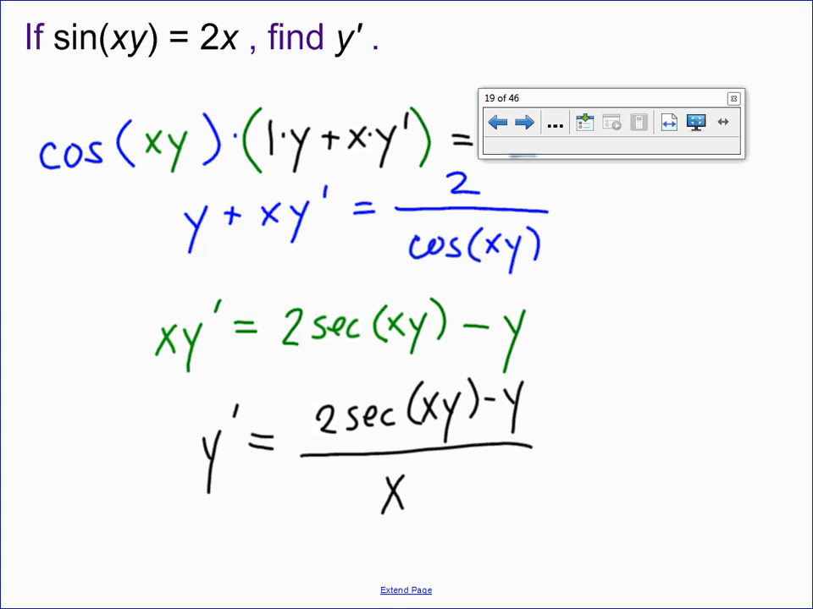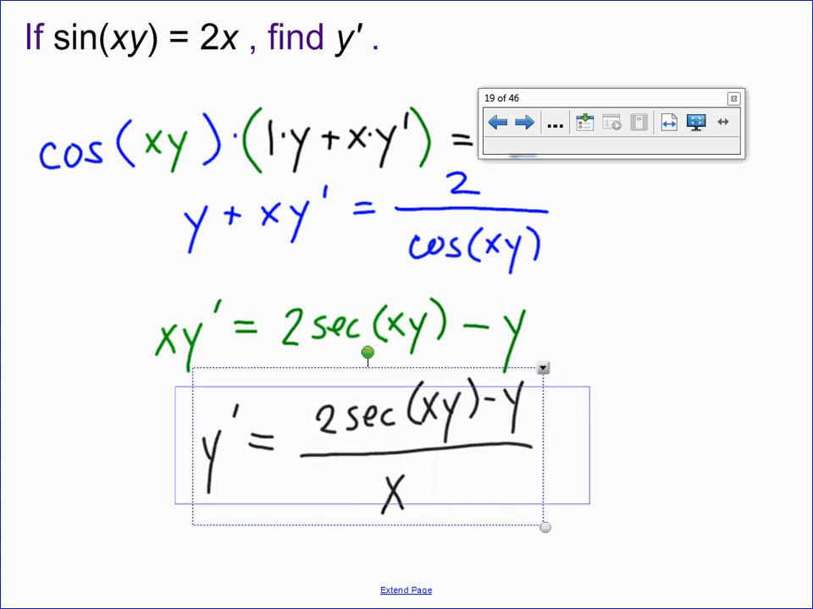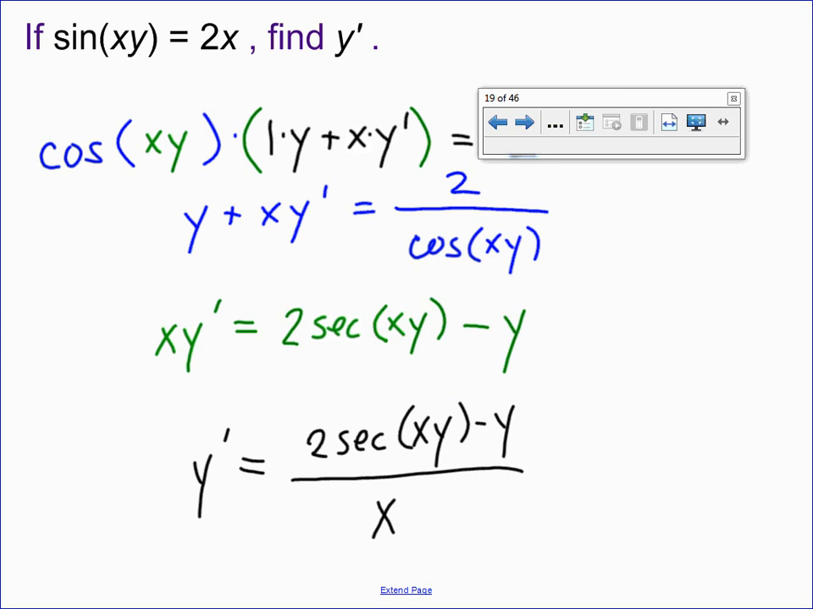Annika? I got the same thing, but I was wondering, I just multiply both sides by 1 over x to get... Yep. So, is it wrong if you do 2 minus y over x and cosine x plus 1? 2 minus y. Yes. Added by x times cosine plus 10y.